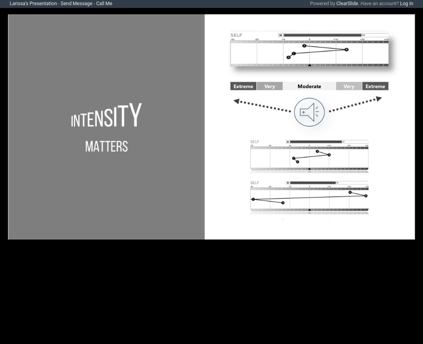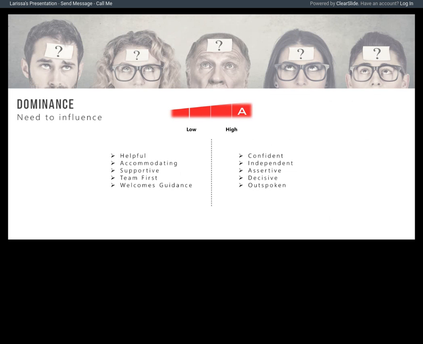All right, so next up we've got dominance. This is the need to influence. When we're looking at the high and the low, anything to the right of that midpoint is what we call high, and anything to the left is what we call low. All that means is a higher than average or lower than average expression of it.